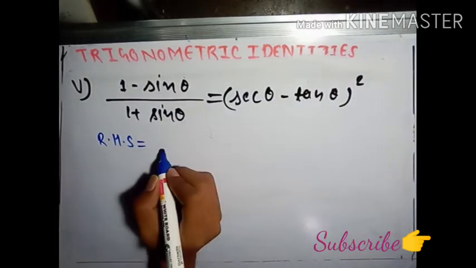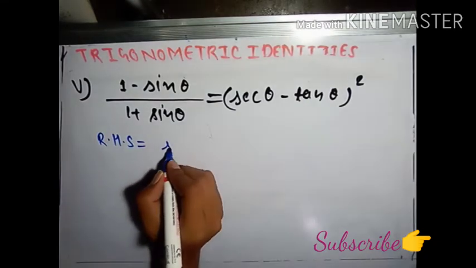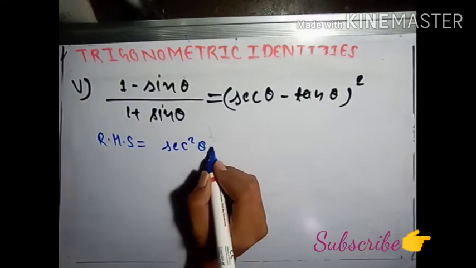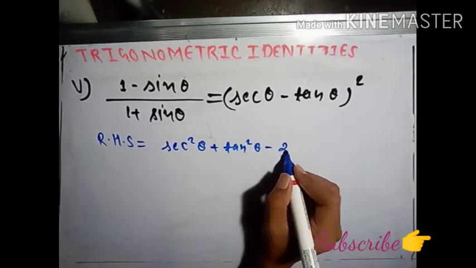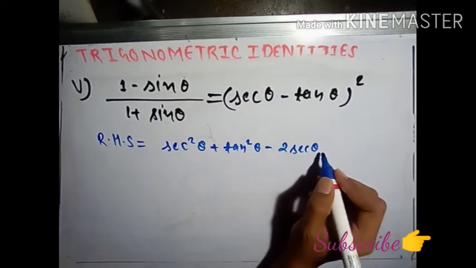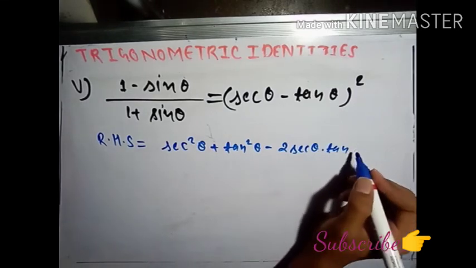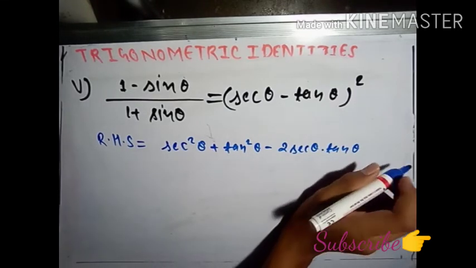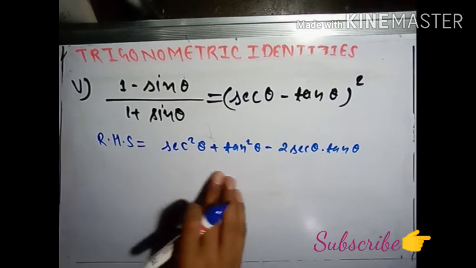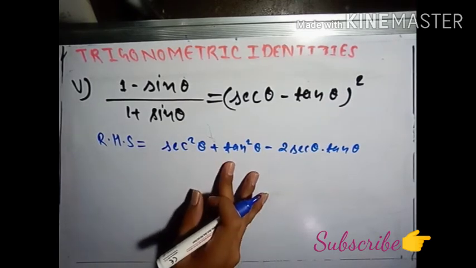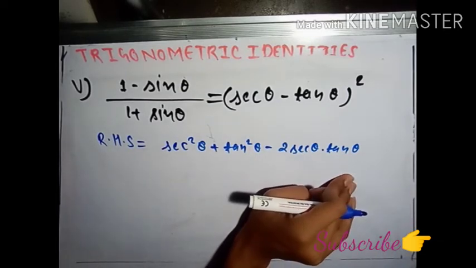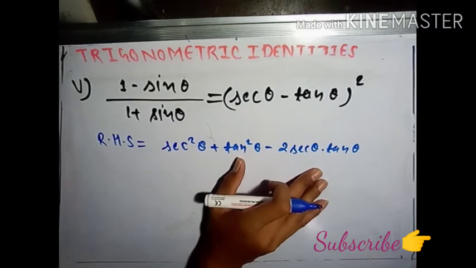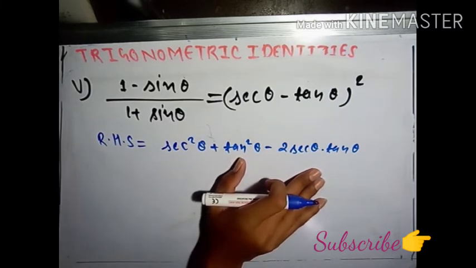RHS is equal to, so open the bracket, you will get sec square theta plus tan square theta minus 2 sec theta tan theta. Now look at this equation, some values are in sec and tan. So the trick is to convert all the values in the form of sine and cos, because any ratio can be written in the form of sine and cos.